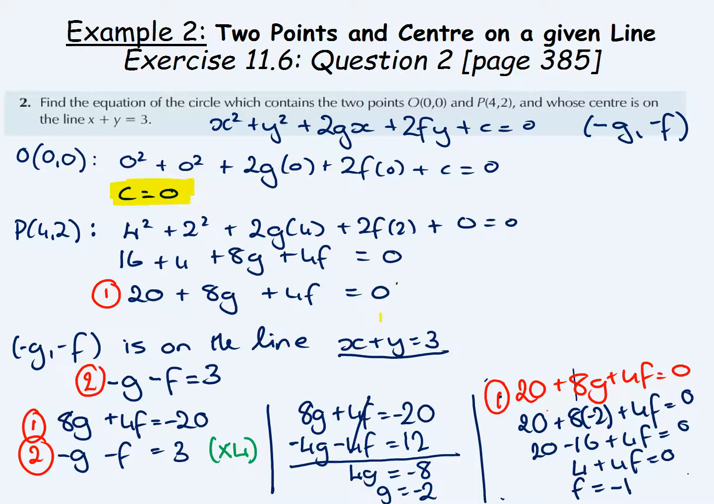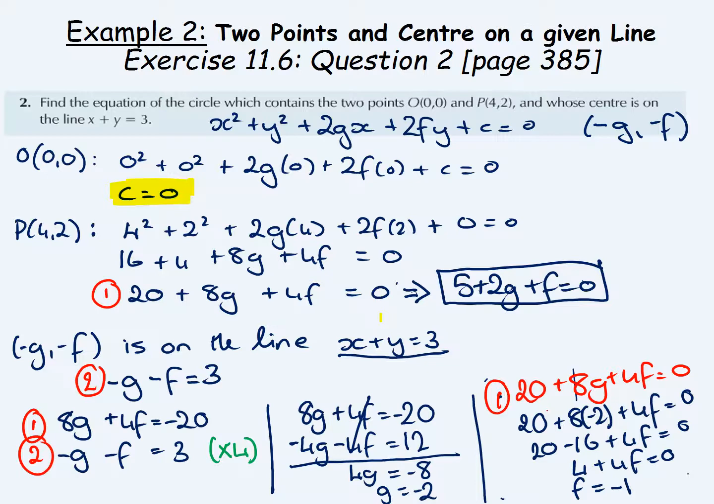Now, if you notice that for equation 1, you could have simplified this and divided the whole way across by 4, which would give us 5 plus 2g plus f equals 0, and that's absolutely fine. If you want to do that, then that will all work away. And if you did that, then you wouldn't have to have done the multiply by 4, but both methods should give you the same answer.